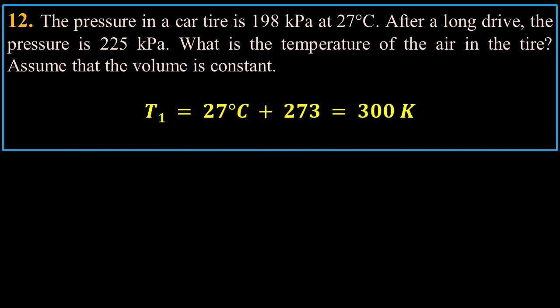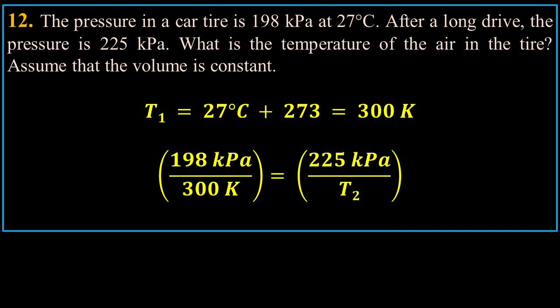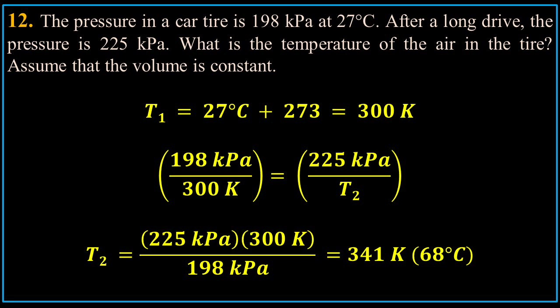What is the temperature of the air in the tire? So you were given P1, which is 198 kilopascals. You're given P2, which is 225 kilopascals. So the temperature should be higher. You went from 198 to 225. Temperature increases, and you're going to be at 341 Kelvin, or 68 degrees Celsius, which is pretty warm.